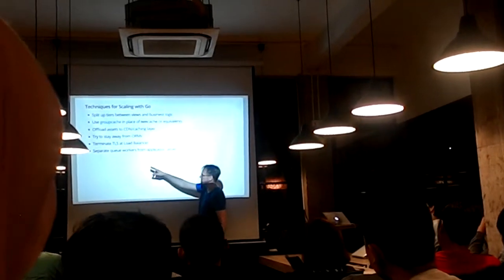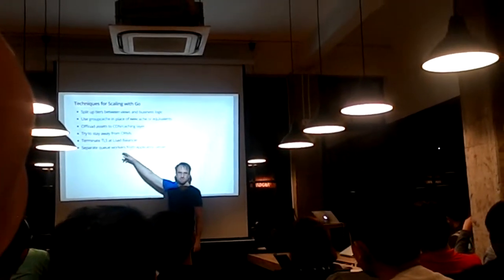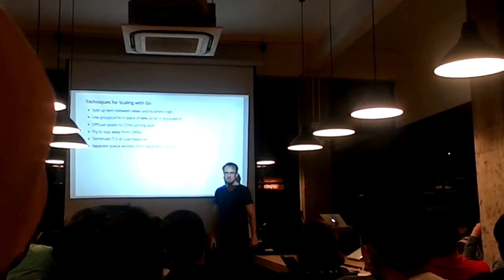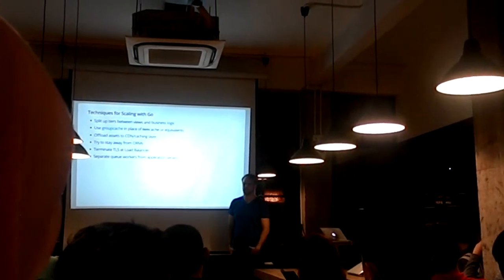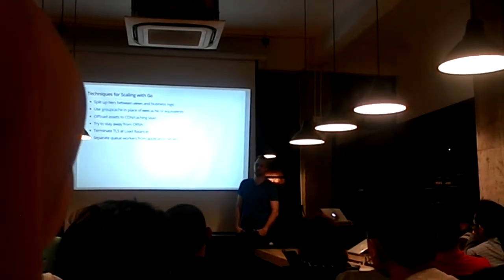So this is also something that is specific to Go. Terminate TLS at the load balancer. Go is still kind of slow when it comes to TLS. They're really trying to improve that in 1.7.